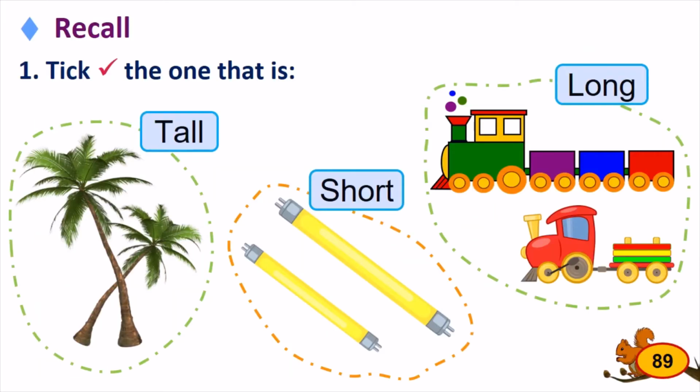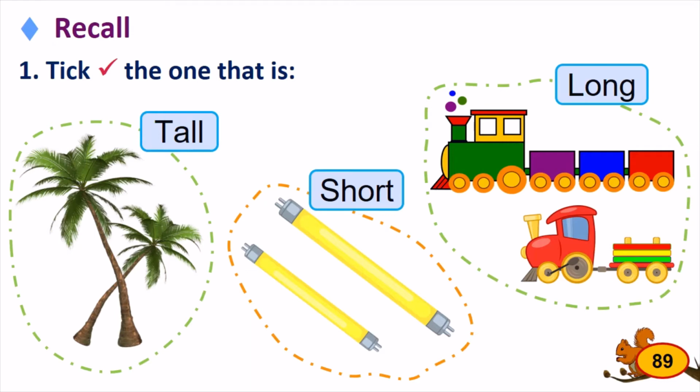Before starting, let us recall some things which we have already done. Now we have learned about tall, short, long, those kinds of objects. Yes or no? Yes. So let's do a quick exercise for recalling those concepts. Now on page number 89, you can see the first question. Tick right the one that is tall.